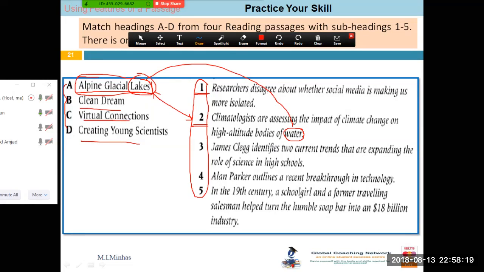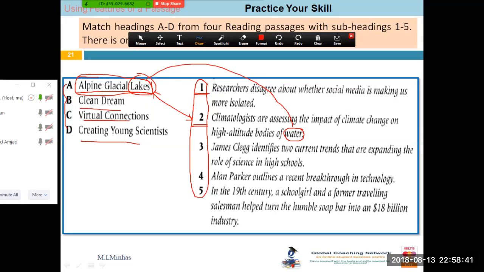James clarifies two current trends that are expanding the role of science in high schools. So nothing related to that. Shakil, number 4, please read it. Alan Parker outlines a recent breakthrough in technology. No link again.